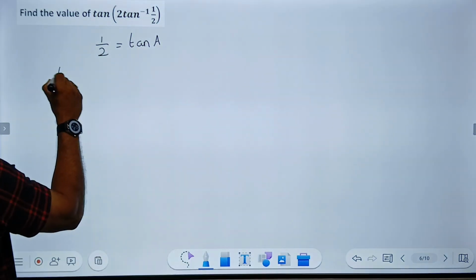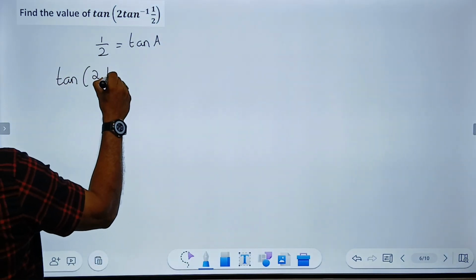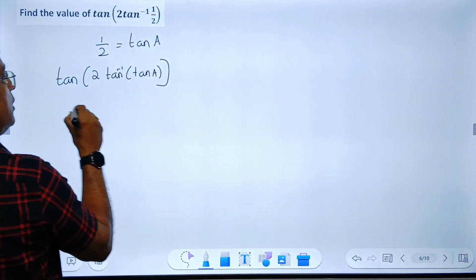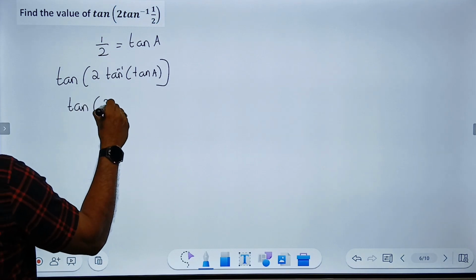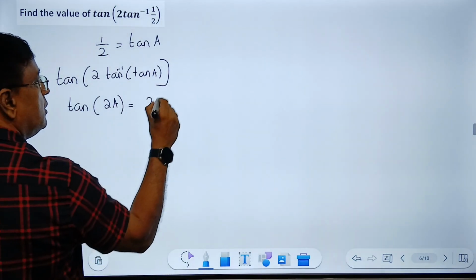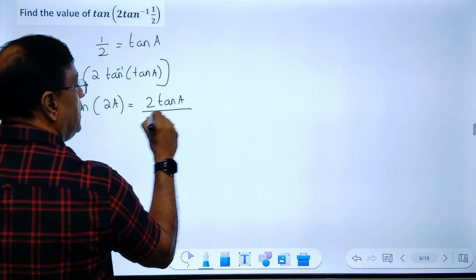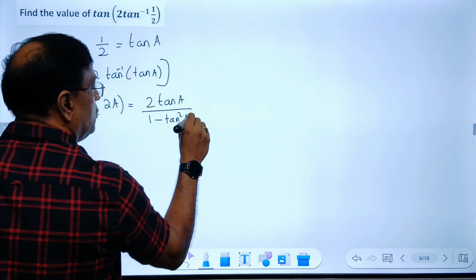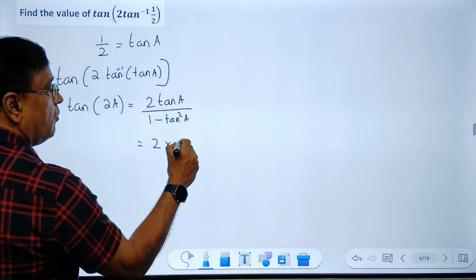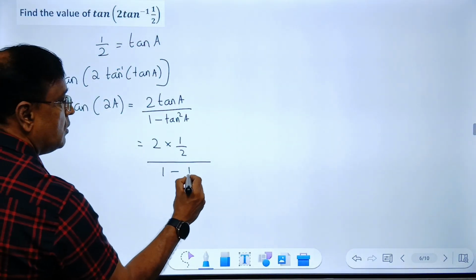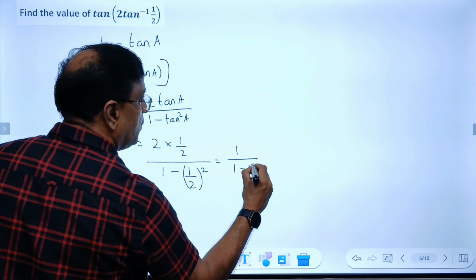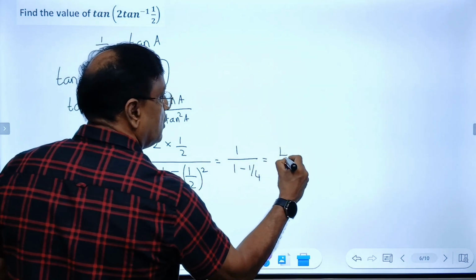So this will be tan of 2 tan inverse of tan A, because I have taken 1 by 2 as tan A. What is tan inverse of tan A? Tan inverse of tan A is A. Now what is the tan 2A formula? 2 tan A by 1 minus tan square A. Now what is tan A? 1 by 2. So 2 times 1 by 2 by 1 minus 1 by 2 square. So I get 1 divided by 1 minus 1 by 4. By taking LCM, you get 4 by 3.